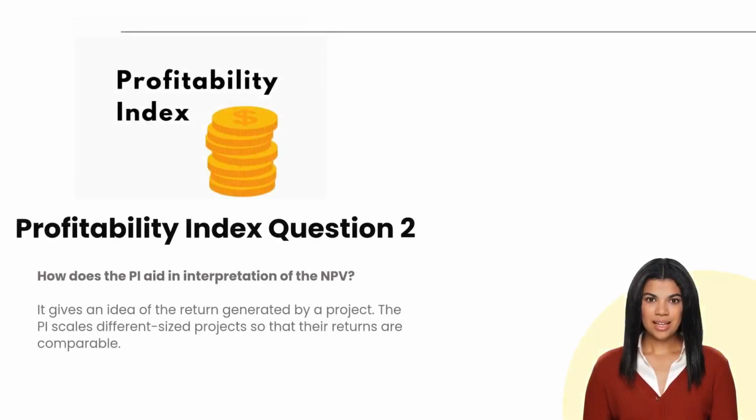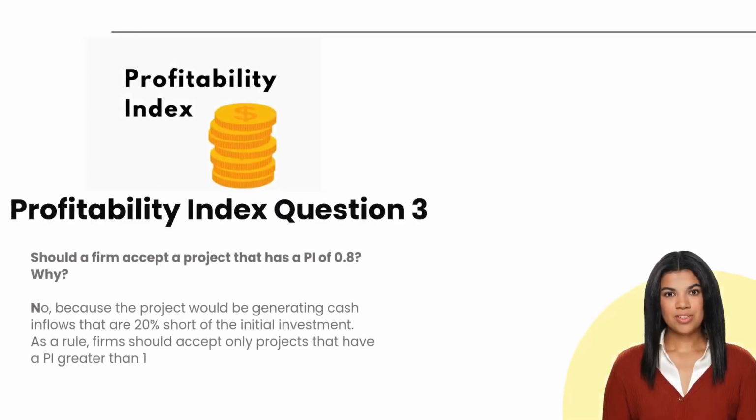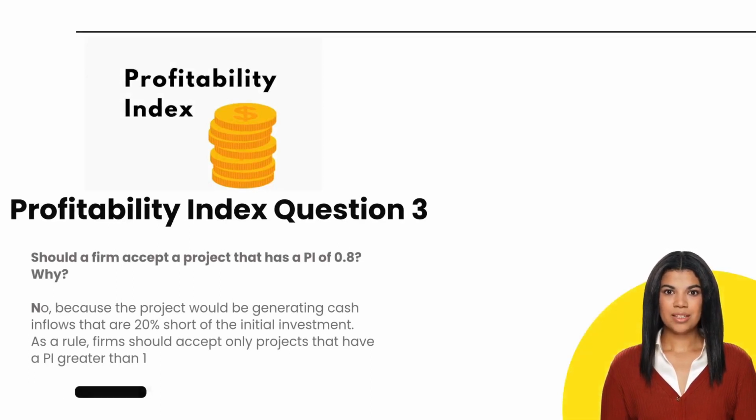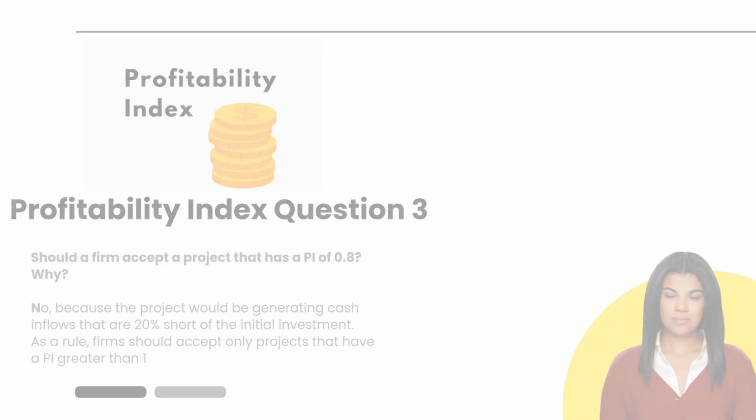How does the PI aid in interpretation of the NPV? It gives an idea of the return generated by a project. The PI scales different-sized projects so that their returns are comparable. Should a firm accept a project that has a PI of 0.8? Why? No, because the project would be generating cash inflows that are 20% short of the initial investment. As a rule, firms should accept only projects that have a PI greater than 1.